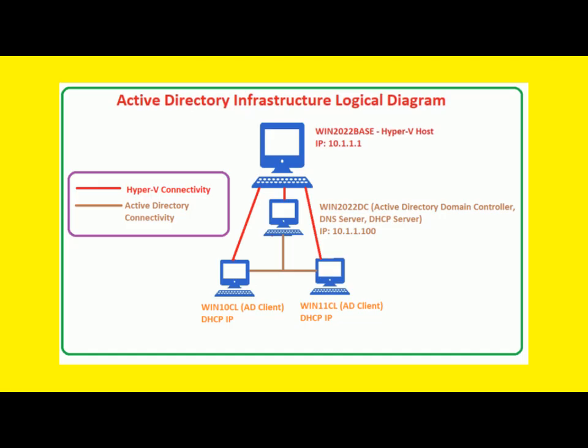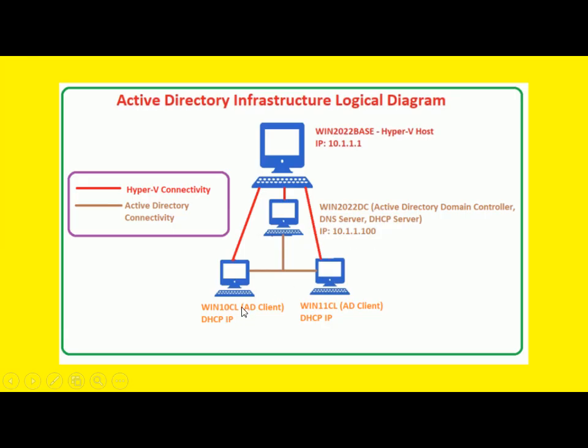Okay, so before starting the actual practical, this is just an Active Directory infrastructure logical diagram. So as our physical machine, Windows 2022 base, it will be acting as a Hyper-V host. It will be having a local IP 10.1.1.1. Then there will be 3 virtual machines. One virtual machine will be our domain controller WIN2022 DC Active Directory domain controller. It will be also our DNS server and DHCP server. Its IP will be 10.1.1.100.